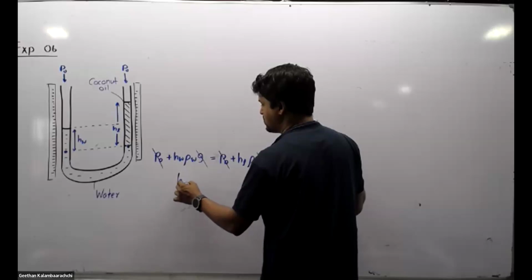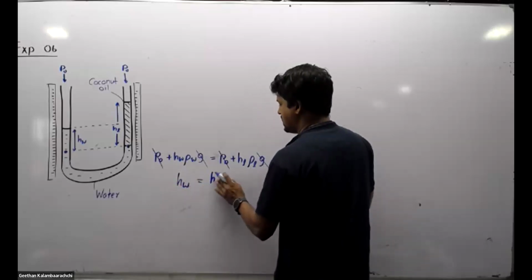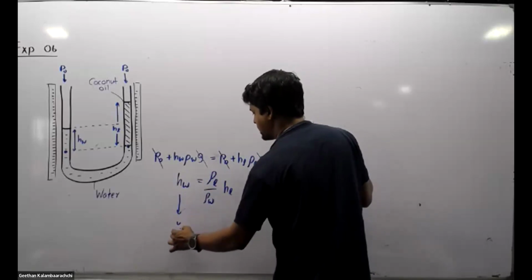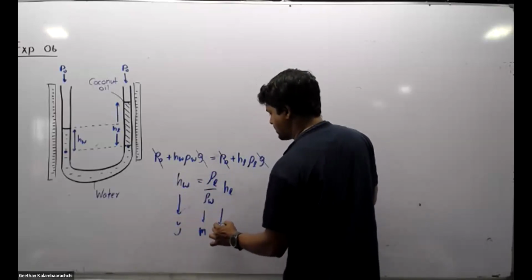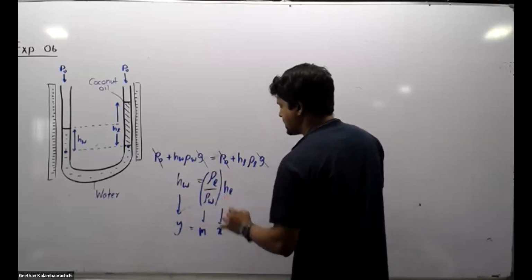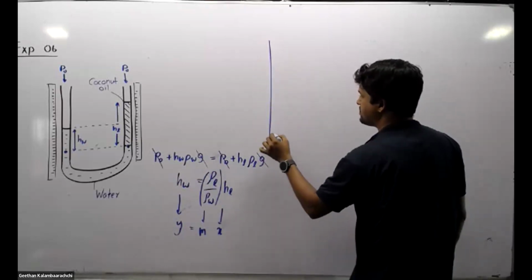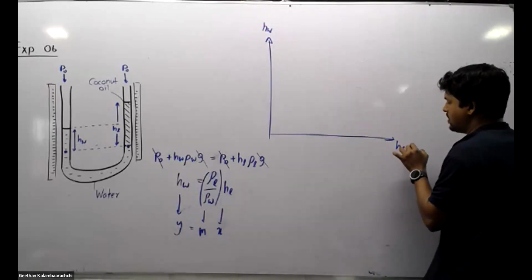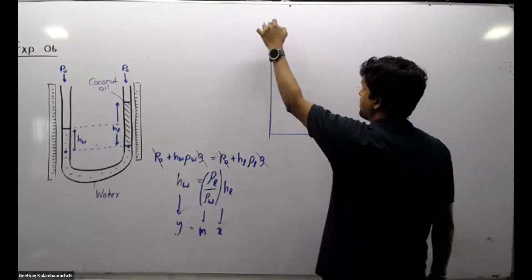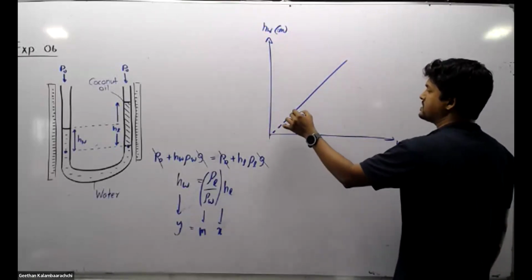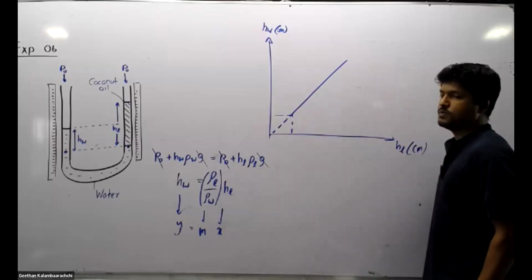So HW is equal to rho L over rho W into HL. So what you get is a y equals mx type of graph, and this is the gradient. When you draw the graph, HW and HL are all marked in centimeters. Here you can also see part of the graph is a dotted line. Why?